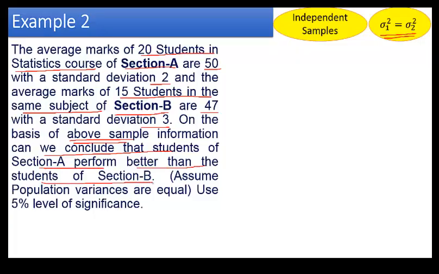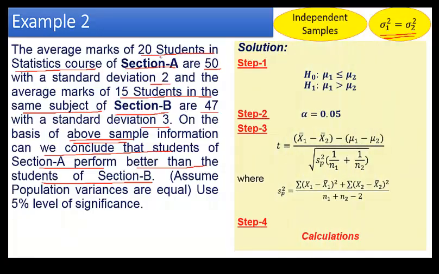So students of section A will only perform better than students of section B if the average marks of section A exceed the average marks of section B students. So we will write the hypothesis just like this: mu1 is greater than mu2. Here we can see the performance of section A students is better than section B students. So this is our alternate hypothesis, since there is no equality sign with it. As a complement, we will write the null statement, that is mu1 is less than or equal to mu2.